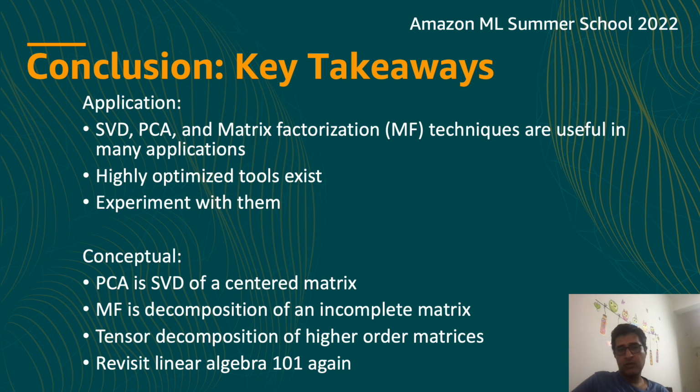And just to revise what we have learned in terms of the conceptual items that we went through. PCA is your singular value decomposition of a centered matrix. For a centered matrix, you have just taken the rows of the X matrix and subtracted the mean out of that. Matrix factorization is decomposition of an incomplete matrix where the individual elements are not completely observed. Tensor decomposition is when you have higher order matrices, or tensors, involved. And my overall recommendation would be that please revise your linear algebra 101 again. It is probably more useful than what you thought when you first studied it.